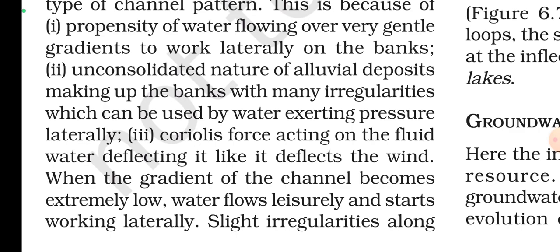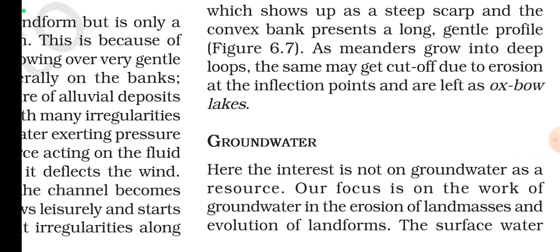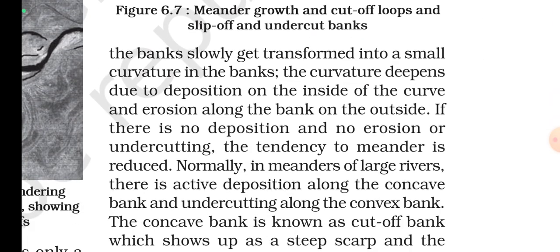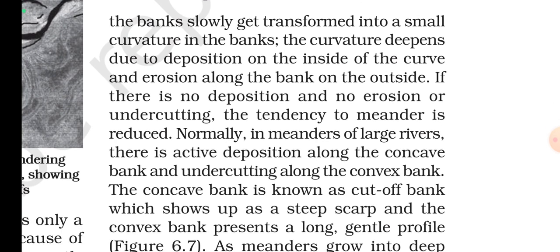When the gradient of the channel becomes extremely low, water flows leisurely and starts working laterally. Slight irregularities along the banks slowly get transformed into a small curvature in the banks. The curvature depends on deposition on the inside of the curve and erosion along the bank on the outside. If there is no deposition and no erosion or undercutting, the tendency to meander is reduced.